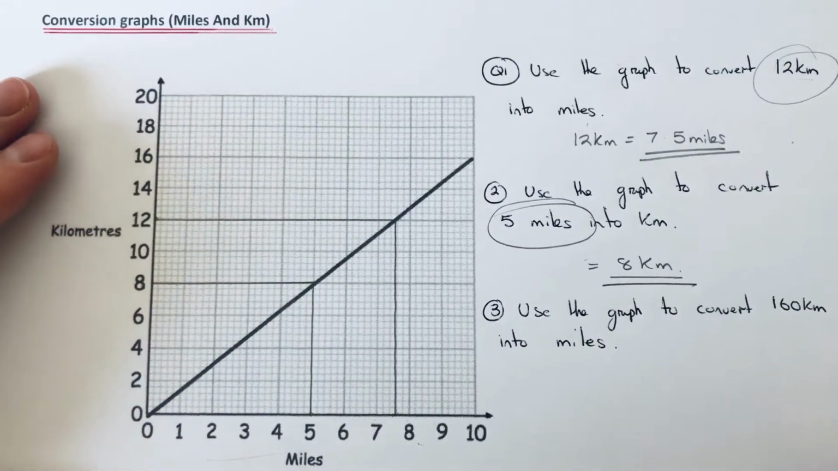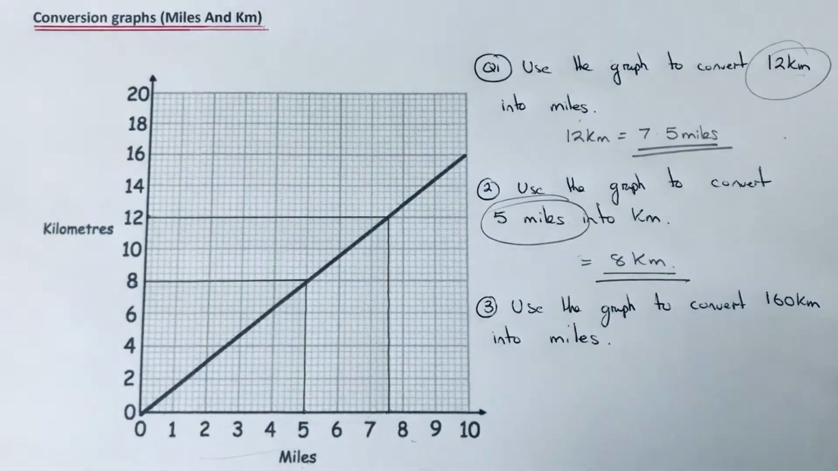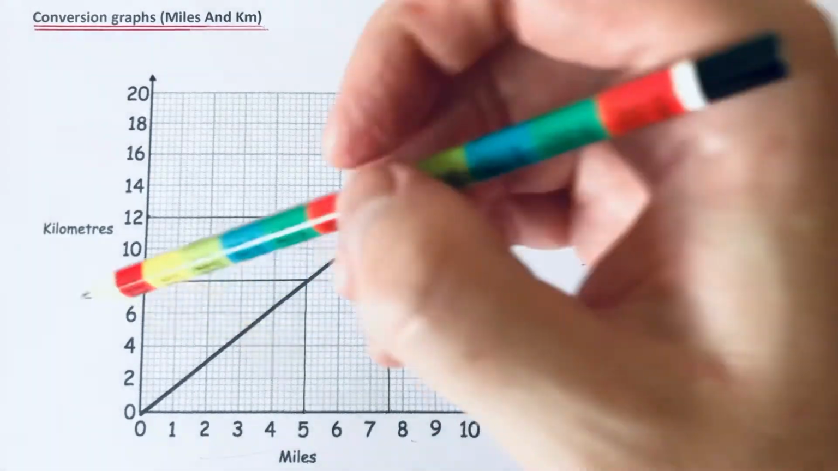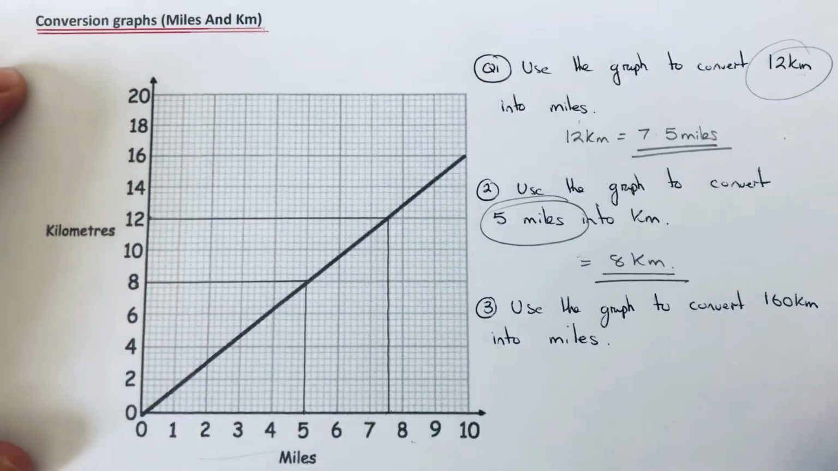So our final example then is use the graph to convert 160 kilometres into miles. So this is a harder question because 160 kilometres is not on the y-axis. So what I'm going to do instead is read off another value so I can then figure out what 160 is. Now the one I'm going to do is I'm going to read off 16 kilometres because it's easy to multiply that answer by 10 because 16 goes into 160 10 times.